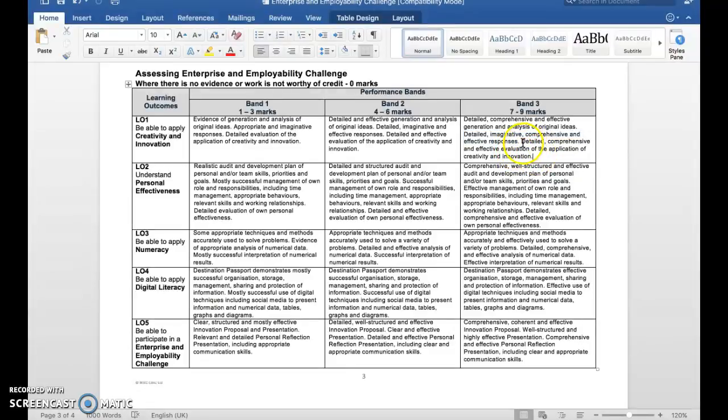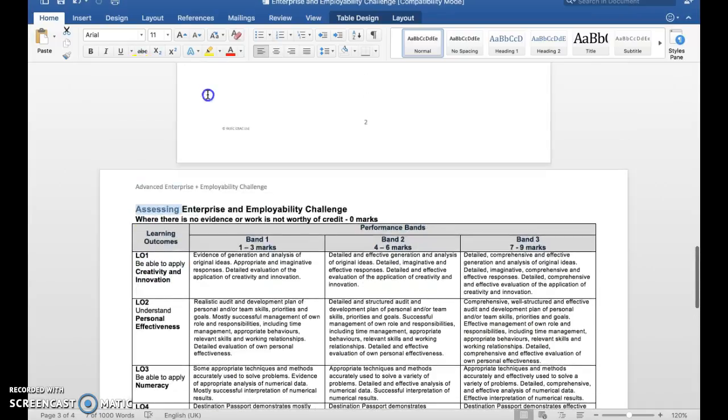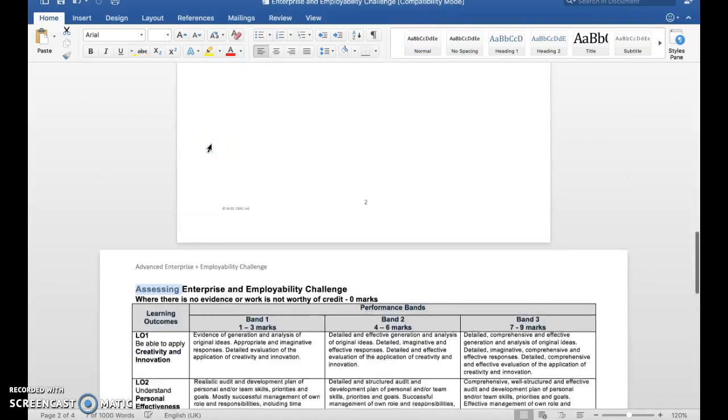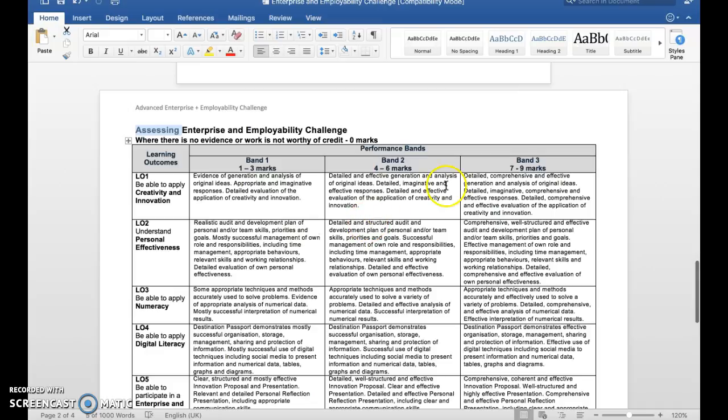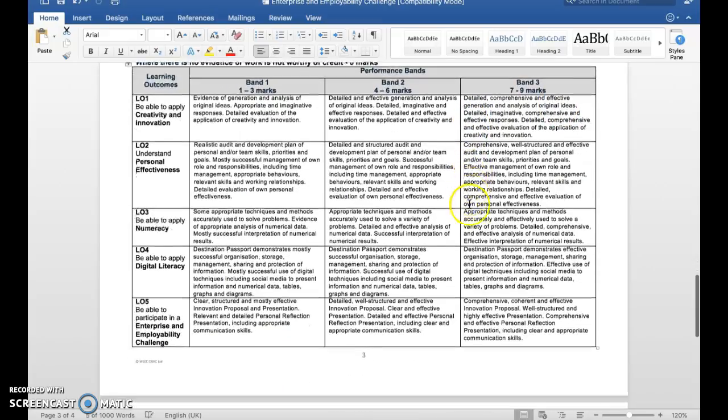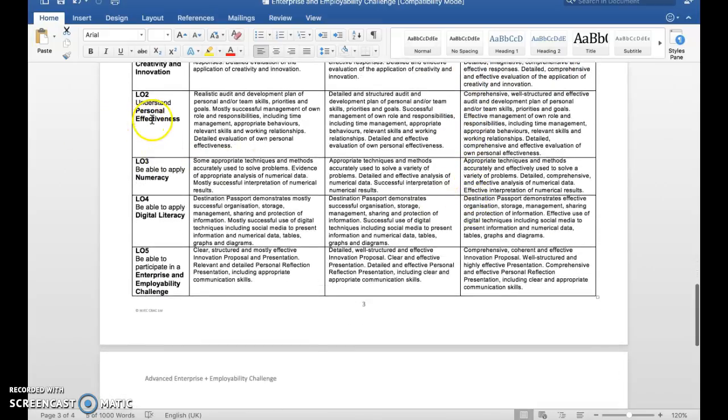Okay, and then at the end, this is your response in the third statement. This will be in your presentations. Detailed, comprehensive and effective evaluation of the application of creativity and innovation. So that's the evaluation of it. That's you discussing it through competency-based questions at the end. So essentially, right throughout the entire challenge, okay, all this stuff up here, we're looking for you to be as creative and innovative as possible. And we're also looking for lots of different ideas when you're doing your innovation venture. Okay, the second learning outcome is personal effectiveness.